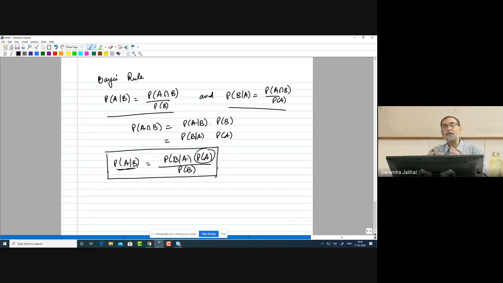Okay, and given all the situations, it turns out that in many cases we know the prior probability and we're trying to compute the posterior probability, right?